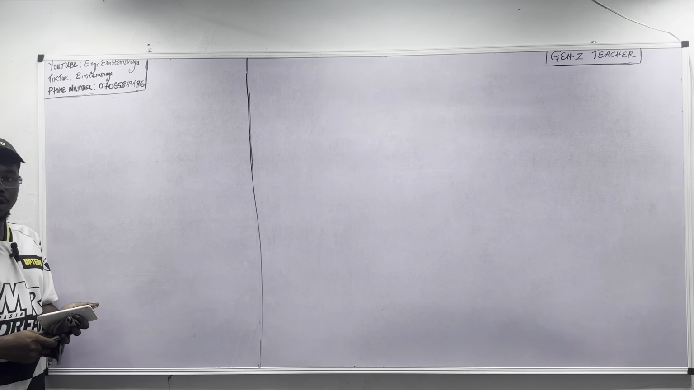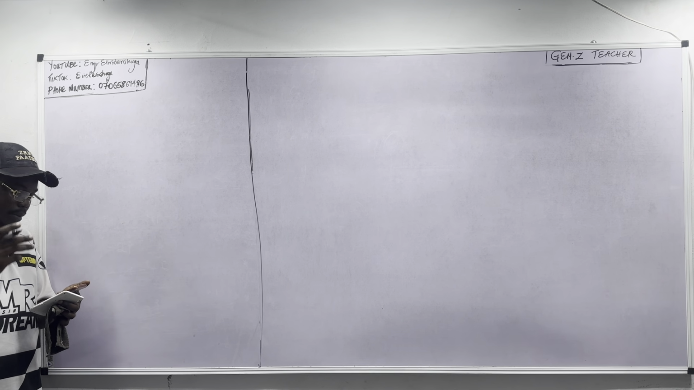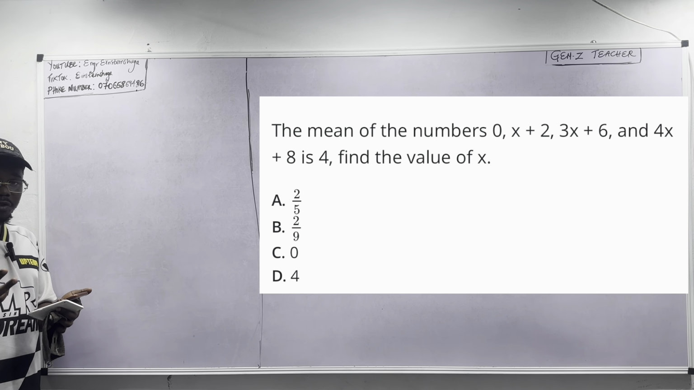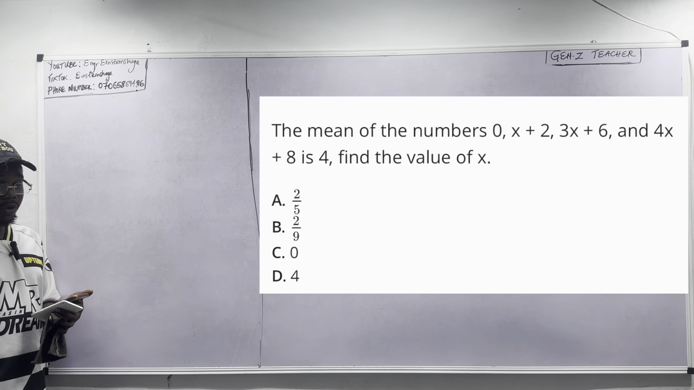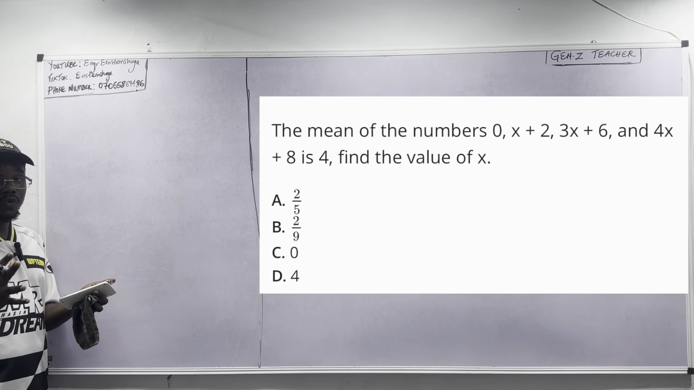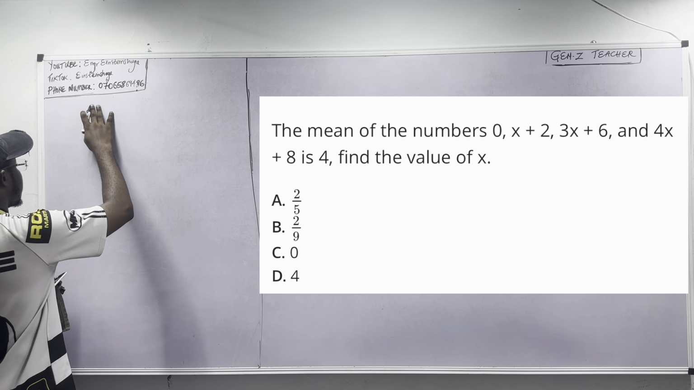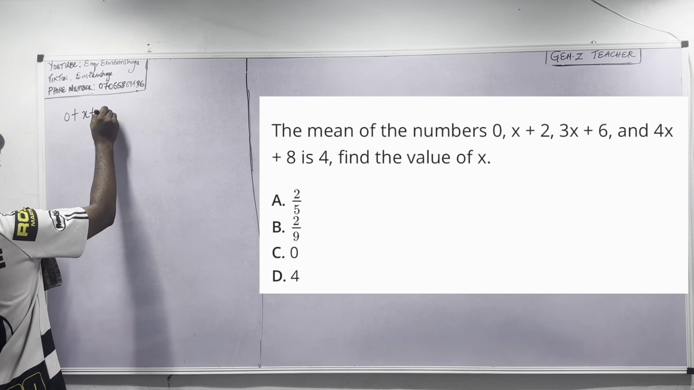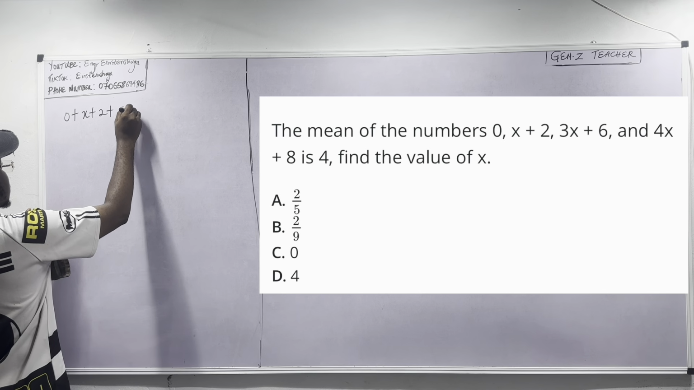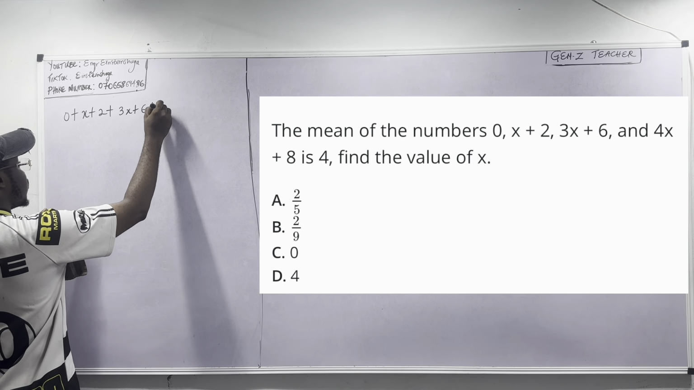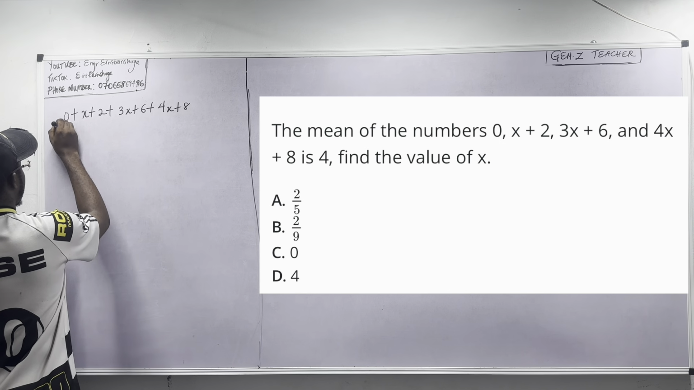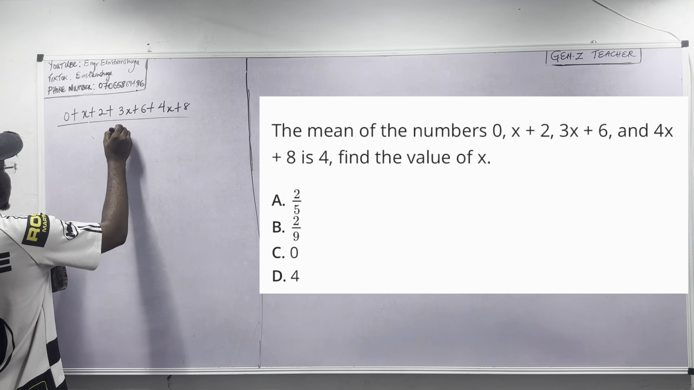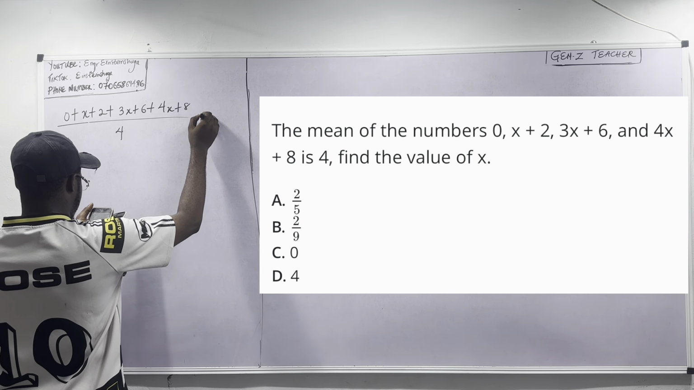The next question, number 17. It says the mean of the numbers 0, x plus 2, 3x plus 6, and 4x plus 8 is 4. Find the value of x. Now, we said previously that the mean is the sum of the numbers over the amount of numbers given. So let's get the sum first. The mean should be: we're going to add 0, x plus 2, 3x plus 6, and 4x plus 8, all over. Now how many are they? 1, 2, 3, 4. We have 4 numbers here, so divided by 4 must be equal to 4.